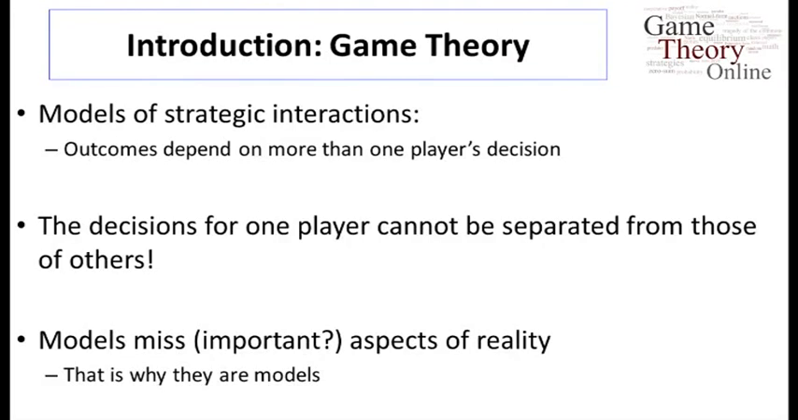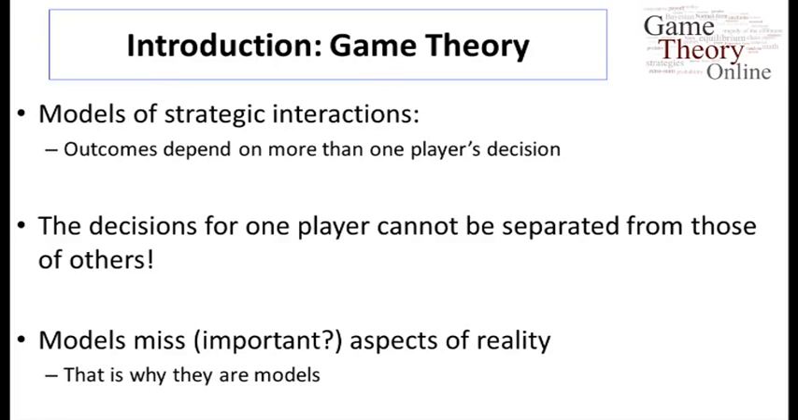Okay, so welcome back to our course on game theory. And just in terms of an introduction, basically game theory is well suited to modeling situations where we have strategic interaction between players. So what does that mean? That means that we're looking at decision making, but decision making where one person's payoffs or the outcomes that they face really depend on what other people are doing. And so you can't really separate the decisions of one player from the decisions of another.